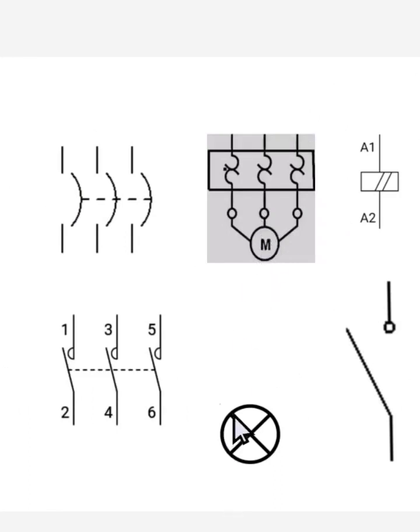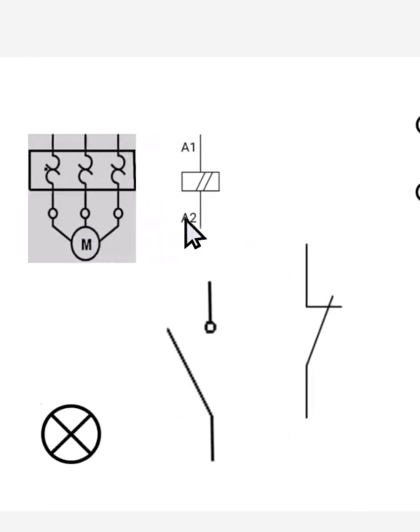This is a symbol of a lamp indicating stop light, trip light, and running light. Whenever you see this, it represents a lamp. This is the coil of a contactor. If you get a contactor, you will see this. You find these terminals labeled as A1 and A2. They are the coil of the contactor. This is the part that is being energized to switch on the contactor.